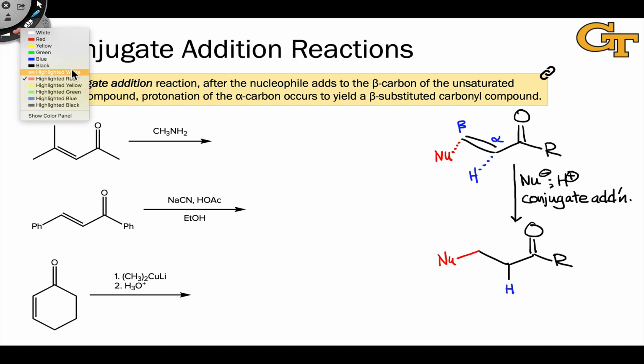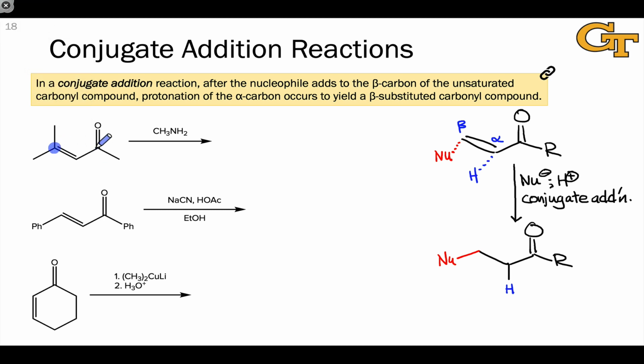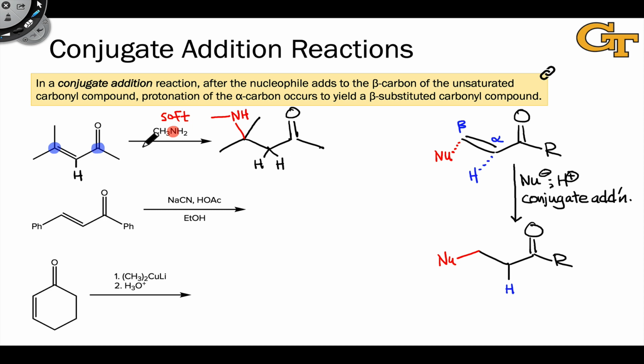So for example, in this first reaction we have two electrophilic sites highlighted in blue, and the nucleophile is an amine. This is an example of a soft nucleophile that engages in conjugate addition, and so the product will contain a new bond between carbon and nitrogen at the beta carbon and a new bond to hydrogen at the alpha carbon. So we have a beta amino ketone product. And the new hydrogen here results from acidic workup, which either protonates an enolate intermediate or catalyzes tautomerization to the keto form of the product.